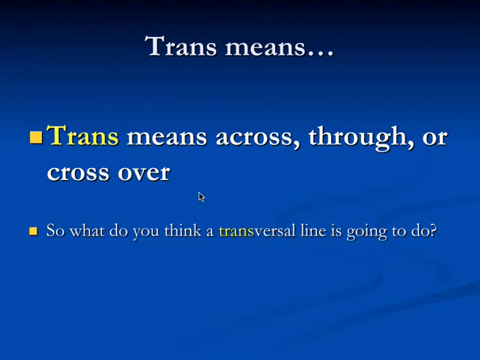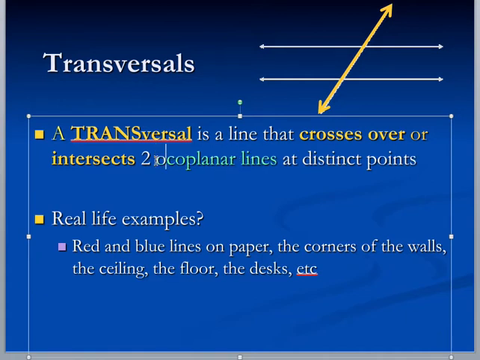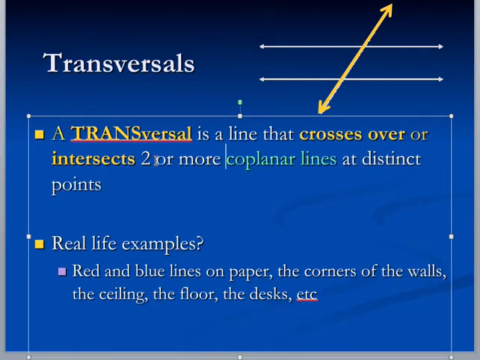You don't need to write this down, but just think about the word trans and what other words you've heard this root in. Basically, trans means across, through, or crossover. So we're going to use our knowledge of this root word to look at the definition for transversal. A transversal is basically just a line that crosses over or intersects two, and I'm actually going to add that it's 2 or more coplanar lines at distinct points. Okay, so it crosses over 2 or more coplanar lines at distinct points.